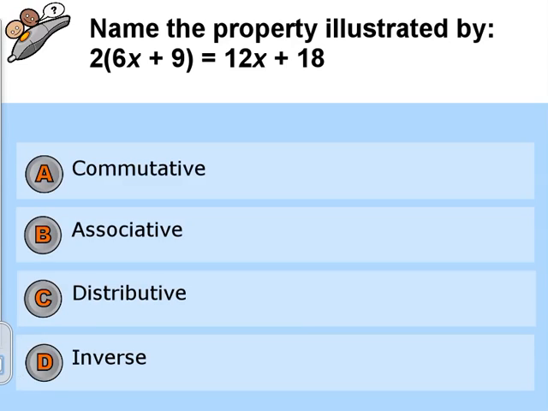That was the point. All right, so now we go. Here we go. 2 times (6x + 9) equals 12x + 18. What property is that going to be?